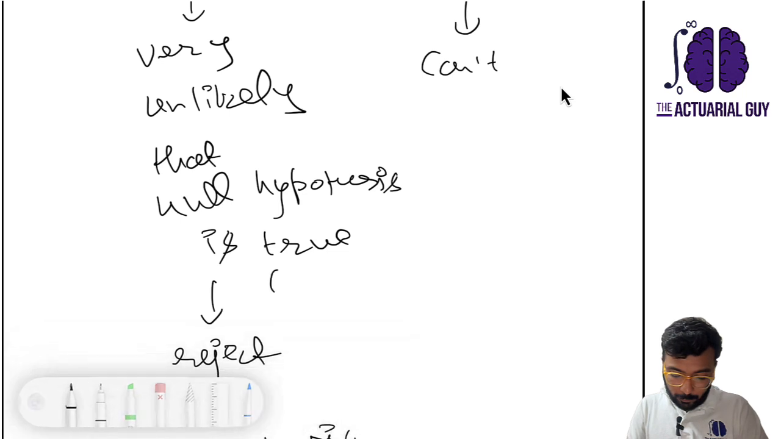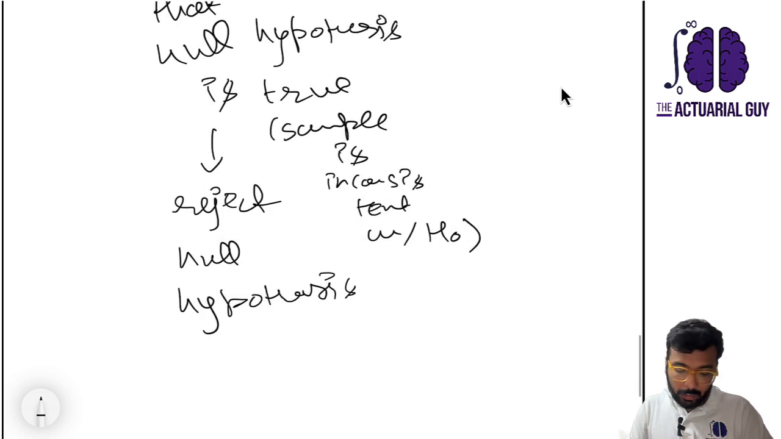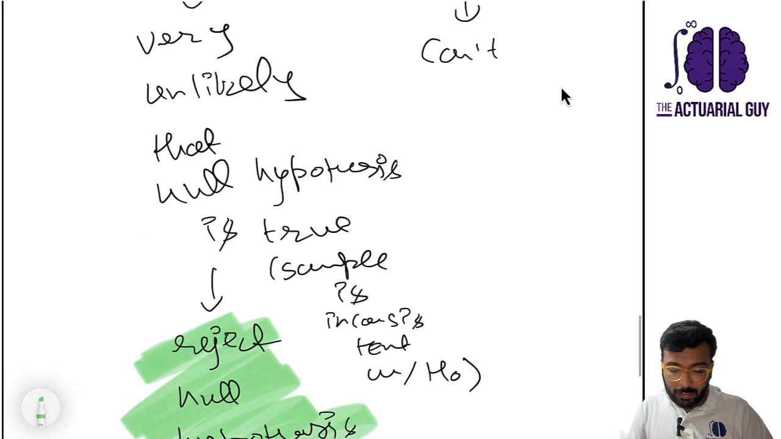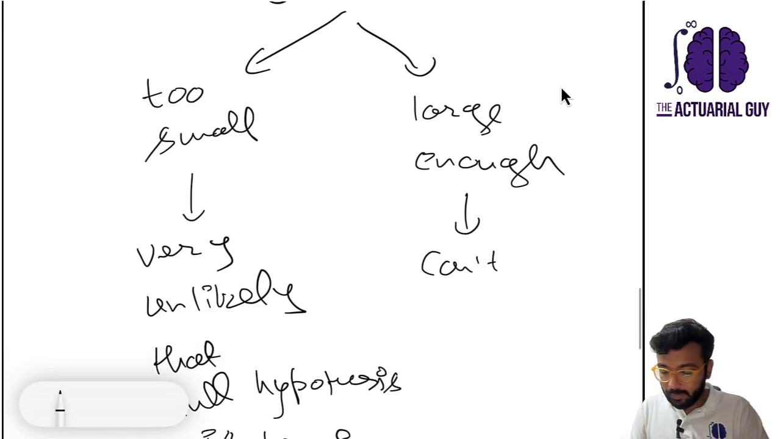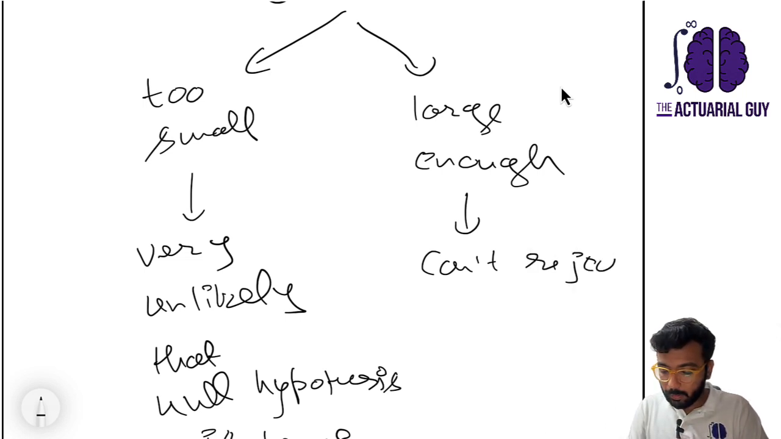Okay, if the sample is inconsistent with H naught, you can reject the null hypothesis. But if the probability of getting this particular sample is large enough, then it's not inconsistent with the null hypothesis. It can happen even if the null hypothesis is true. So you can't reject the null hypothesis based on this sample.